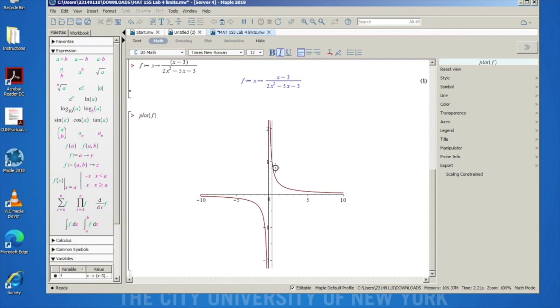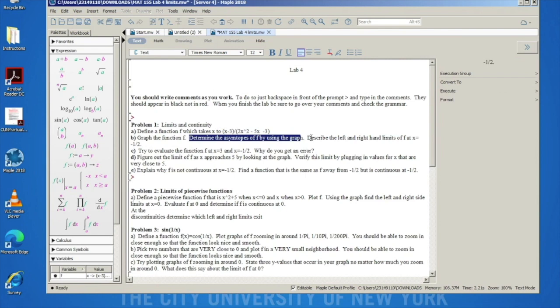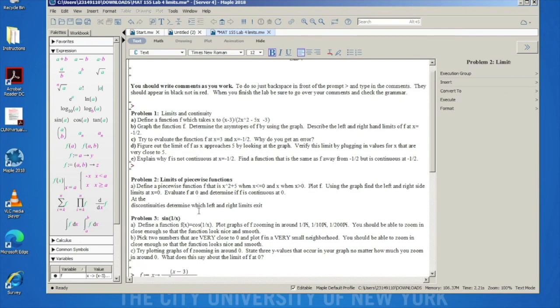Now we can see that f is indeed a rational function and it has a vertical asymptote. If you look at the function f, as the x values approach this value right here, they are going up to plus infinity on the y-axis. And from the left side of the function, as the x values get really close to this value right here, the y values are going down very quickly to minus infinity. Now, the second part of the question is to determine the asymptotes of f by using the graph, and then to describe the left and right hand limits at x equals minus 2.